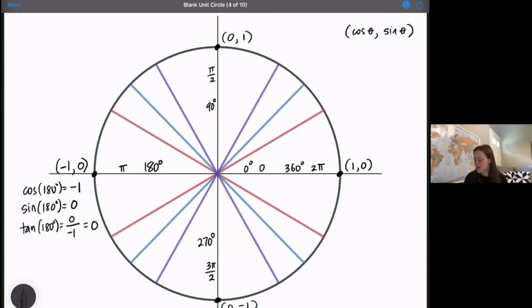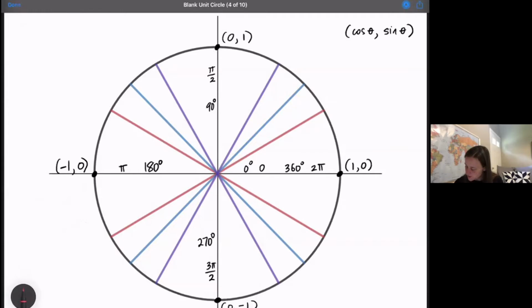But what I want to focus on now is the red, blue, and purple spokes in the first quadrant. Those are the 30, 45, and 60 degree angles. So let's start off with 30. This is my 30-degree angle. And again, we're not drawing those arrows because we don't want it to get too crowded with all these angles here. And 30 degrees, if you convert that to radians, you get pi divided by 6.